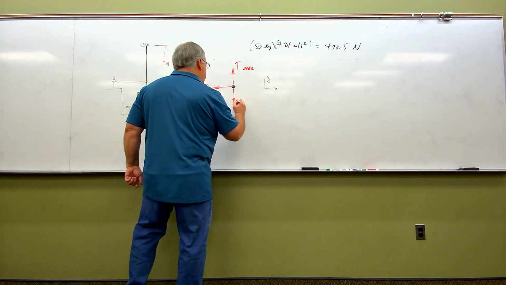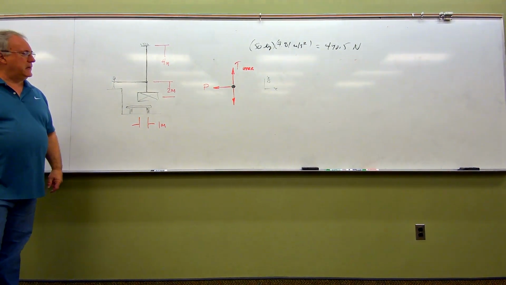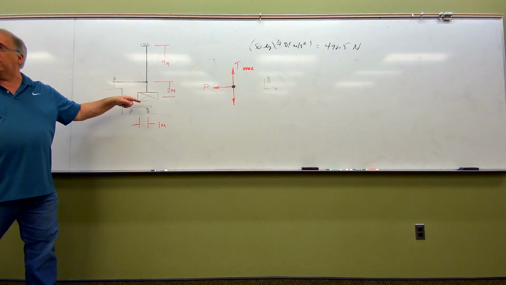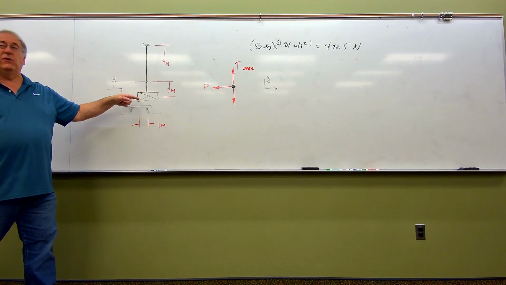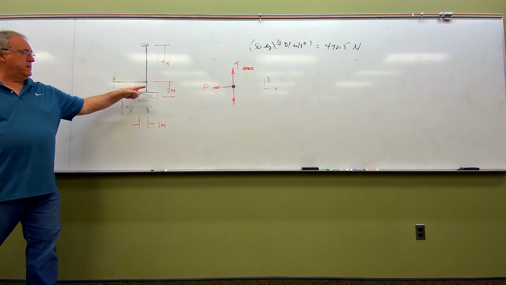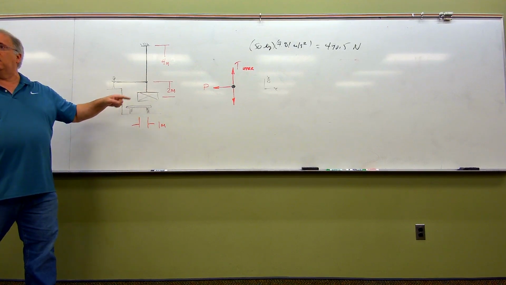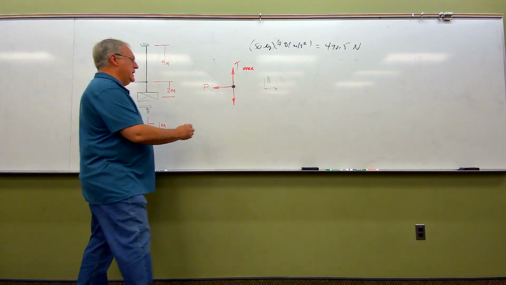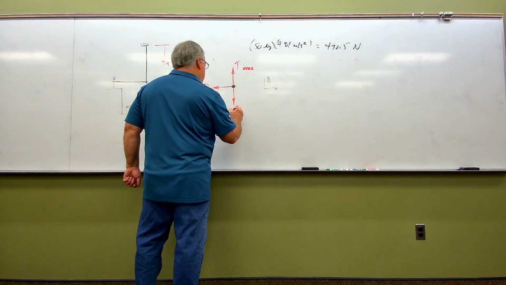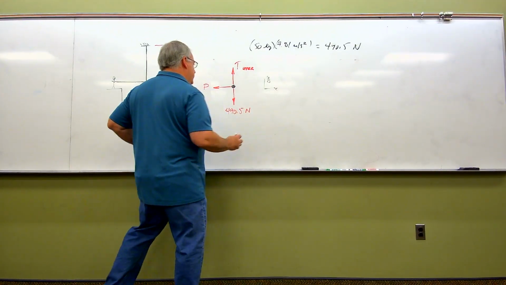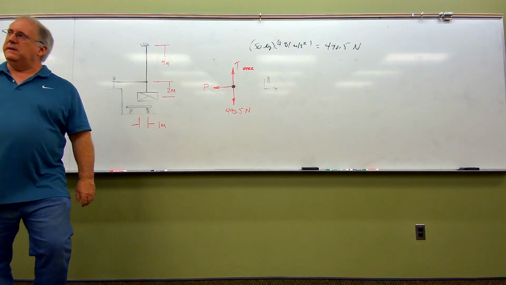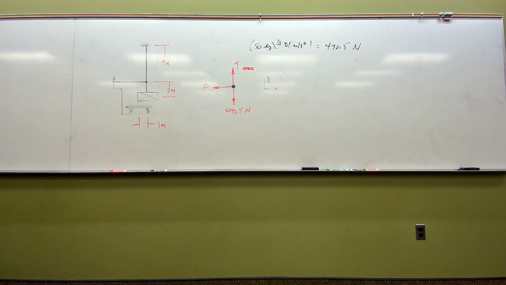Now, it should be clear to everybody that the force in this cable here has got to be the weight of the crate. If we don't see that, then it's easy. Just do a free body diagram of the crate, and you're going to find out that the tension of the cable has got to be the same as the weight of the crate. So we already know that that's 490.5 newtons.